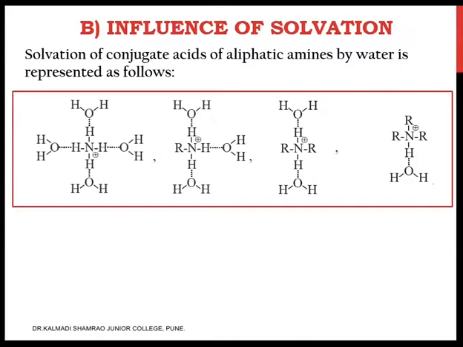So if you observe, the first molecule is an ammonium ion solvated by 4 water molecules by hydrogen bonds of the oxygen atom to the hydrogen of the ammonium ion. The second structure is a primary amine having 3 water molecules solvating it. The third structure is a secondary amine having 2 water molecules solvating it.